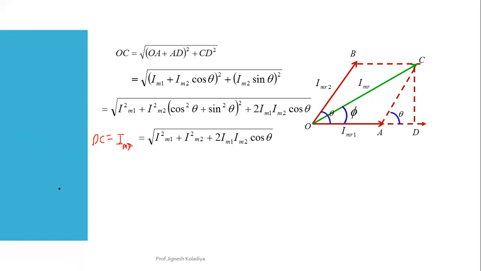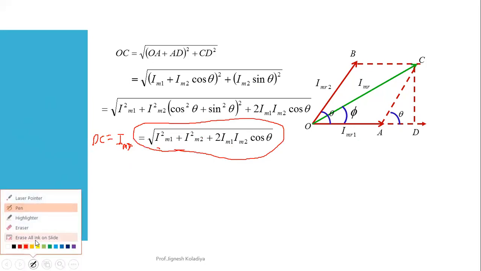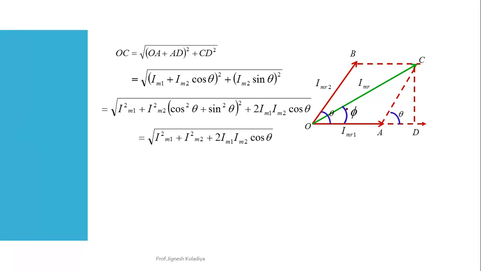In short, we can say if you just know the magnitude of two vectors and the angle in between these two, right? You can easily calculate the parallel resultant magnitude. Now, similarly, I want this phase angle as well, phi. How we can write for the phi?